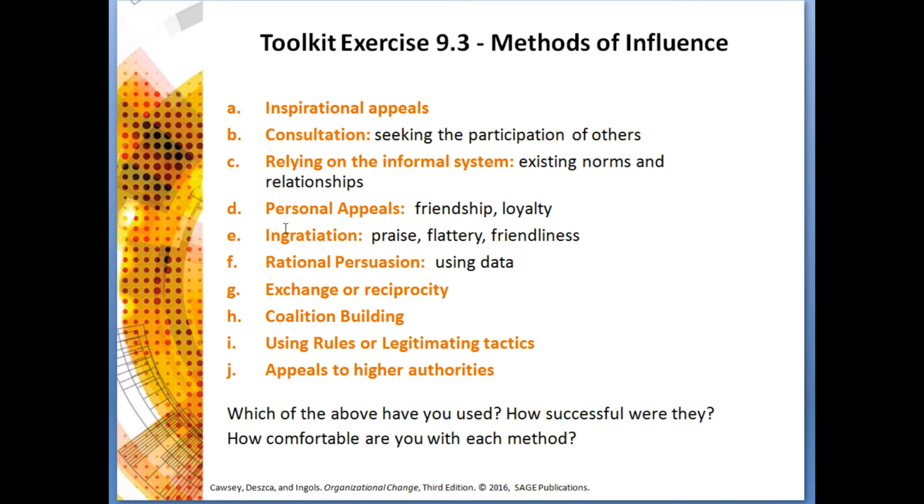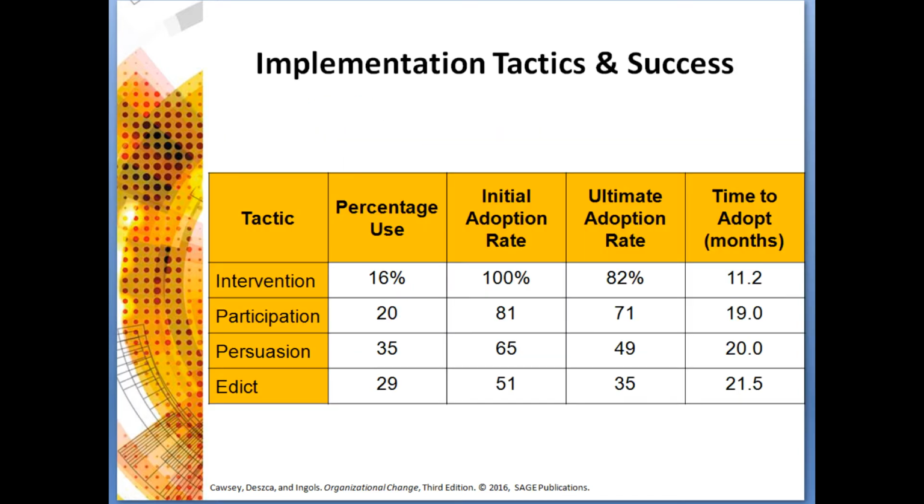Make them think sometimes some of this was their idea, or say, look, you put me in this job and look how smart you were because these things are working. Rational persuasion: we mentioned the use of data to support your argument, and that works, except when you have emotional resistance. Coalition building, we talked again about the team, and appeals to higher authorities.